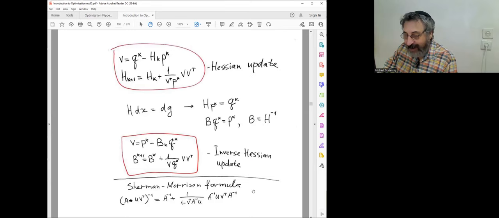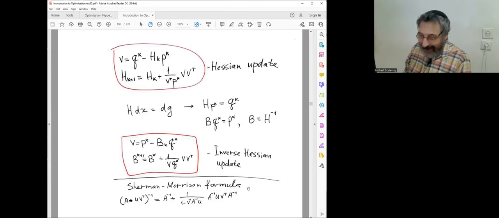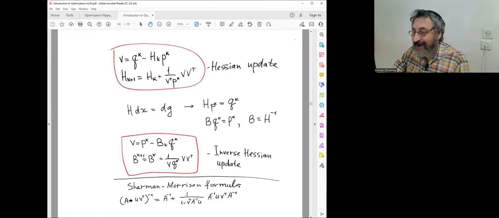So we got familiar with this nice formula. And I just want to mention one more thing. If U and V are not vectors, but U, say, is a narrow and high matrix, and V is wide with small height, there is a similar formula for matrices, and it's very, very useful. Okay, let's continue. It's Quasi-Newton.